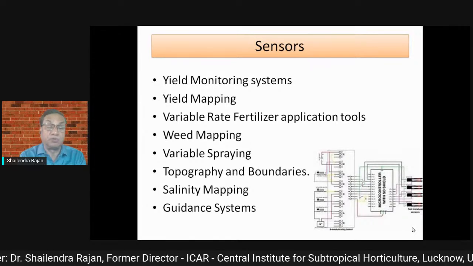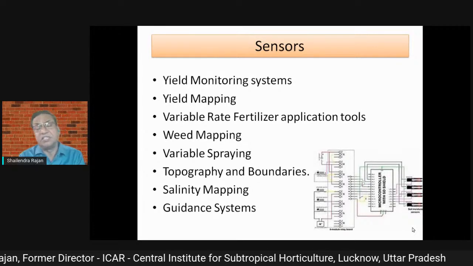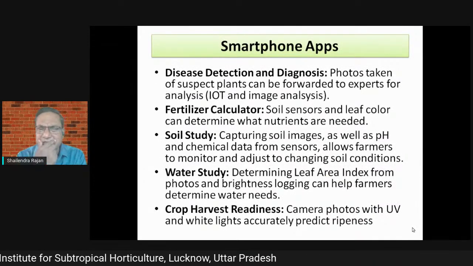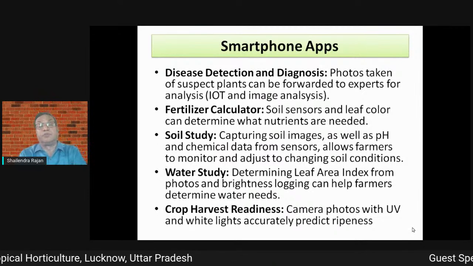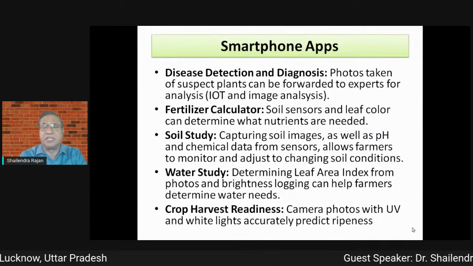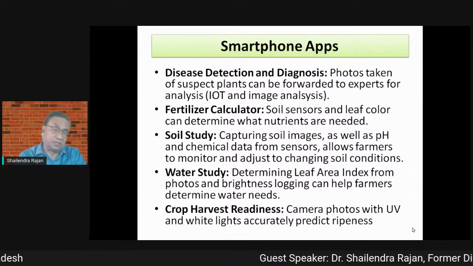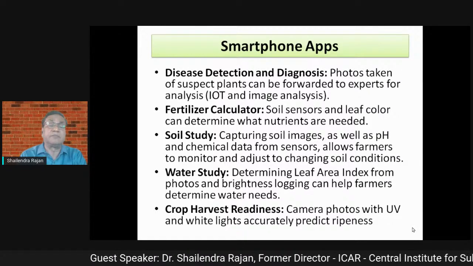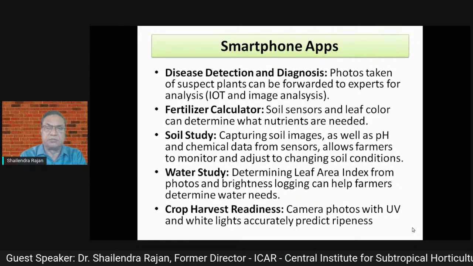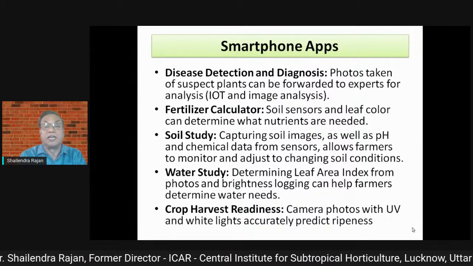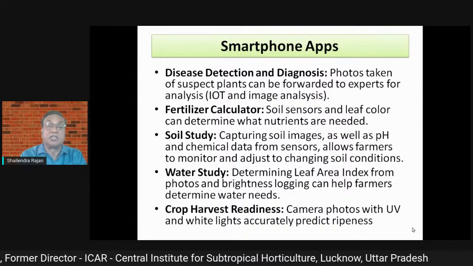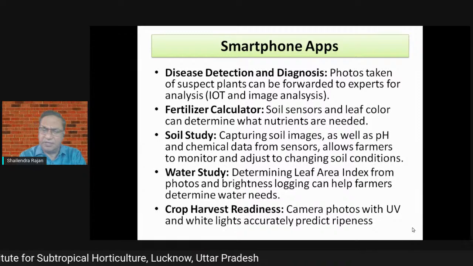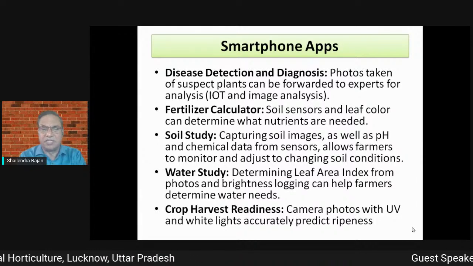That is sometimes becoming important. Then topography and boundaries, salinity mapping, guidance. Many sensors are being developed and utilized. Then simple smartphone apps will also become the future technology, particularly helping the farmers and the fruit producers. There, the photos can be taken by any smartphone, and it can be forwarded to the experts. The IoT and image analysis will play an important role here, and this can be very well answered by the experts.